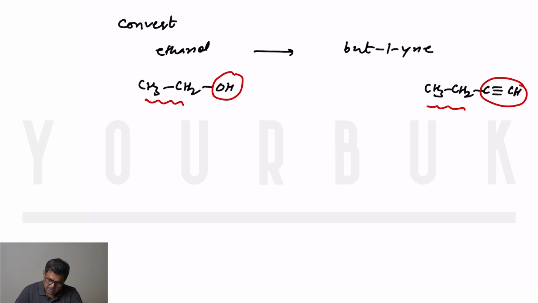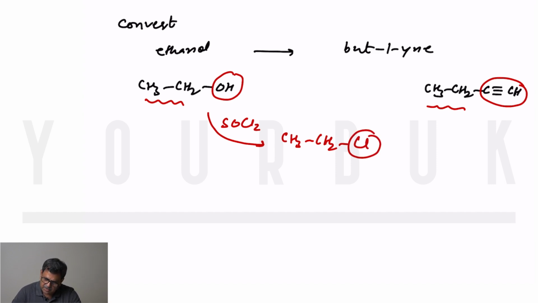And the easy method is to use PCl5 or SOCl2 to convert this into chloride. Then you select your nucleophile or incoming reagent. So now I will replace this by using the sodium compound of C triple bond CH. So this is the way you have to perform the conversions.